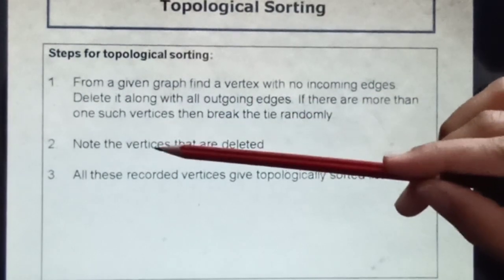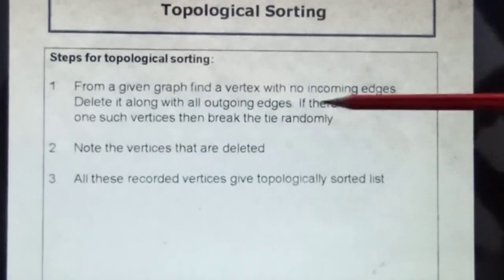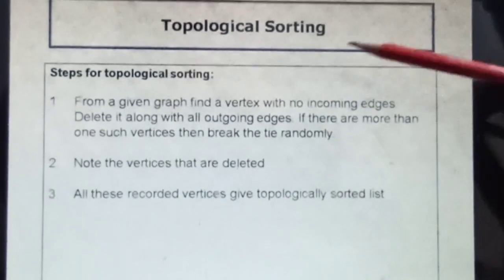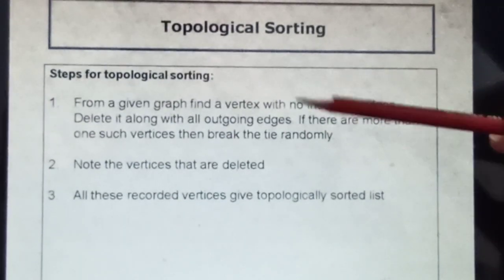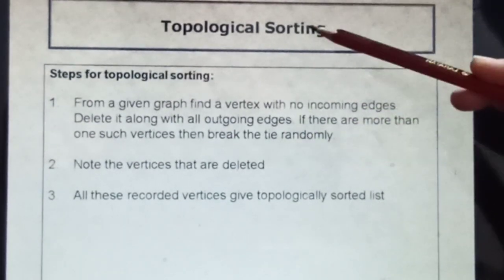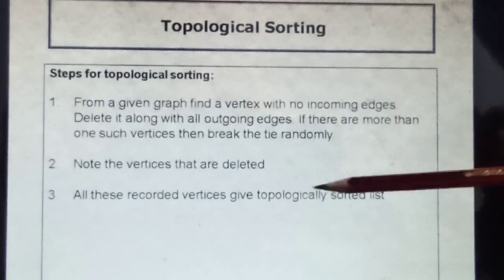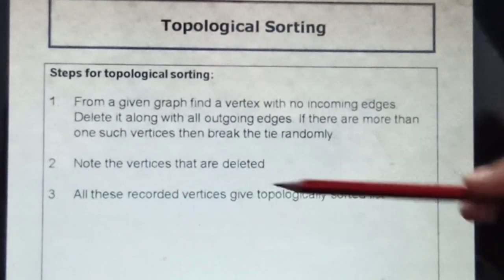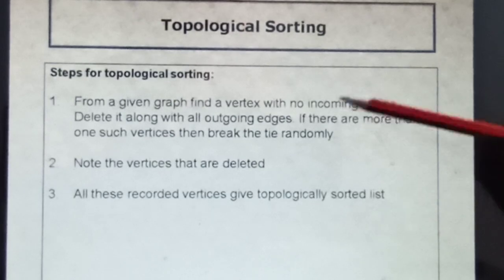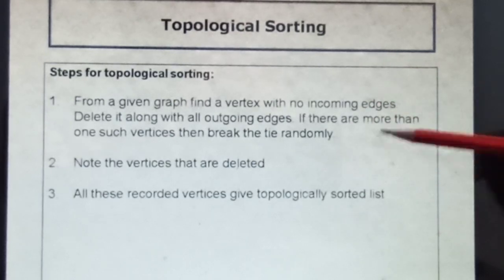Second, note the vertices that are deleted. Whatever the deleted vertices sequence is, we have to note it, and that is the topological sorting output. All these recorded vertices give the topologically sorted list. So this is the algorithm related with topological sorting.